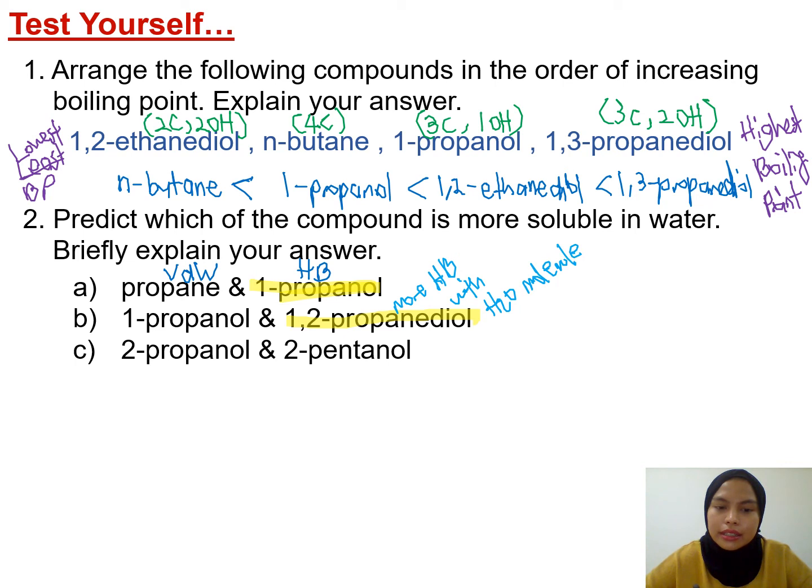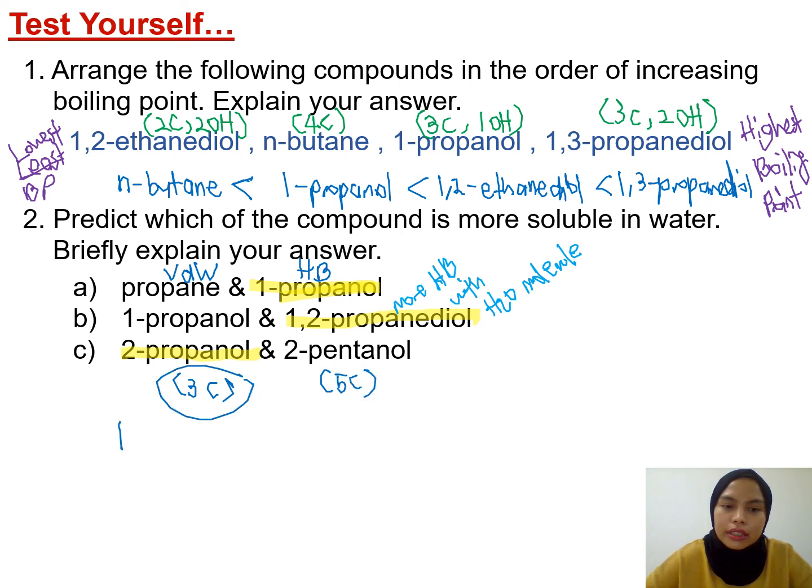Okay, and then next, kalau between 2-propanol and 2-pentanol, it should be 2-propanol. Kenapa? Kenapa 2-propanol? Is because 2-propanol ada 3 karbon, 2-pentanol ada 5 karbon. So, because ada 3 karbon, ni dia punya key point dia, dia punya hydrophobic area is smaller. Itu je reason dia.